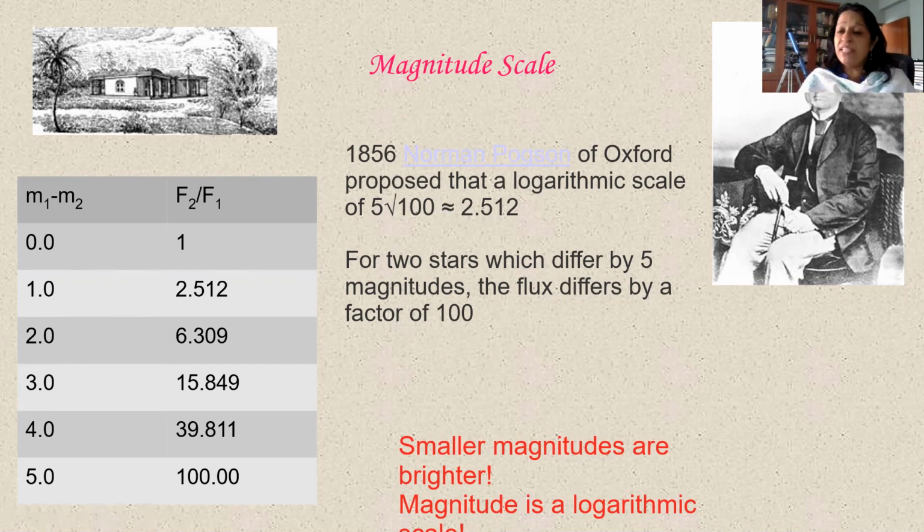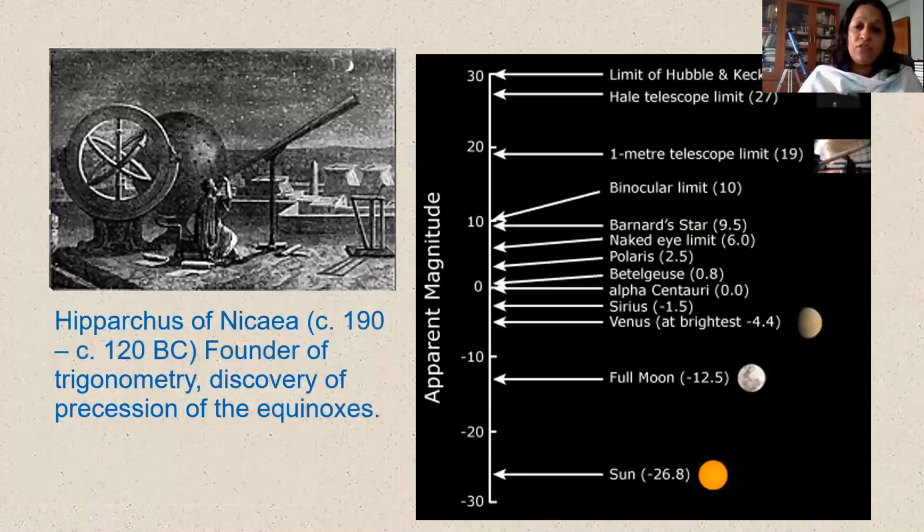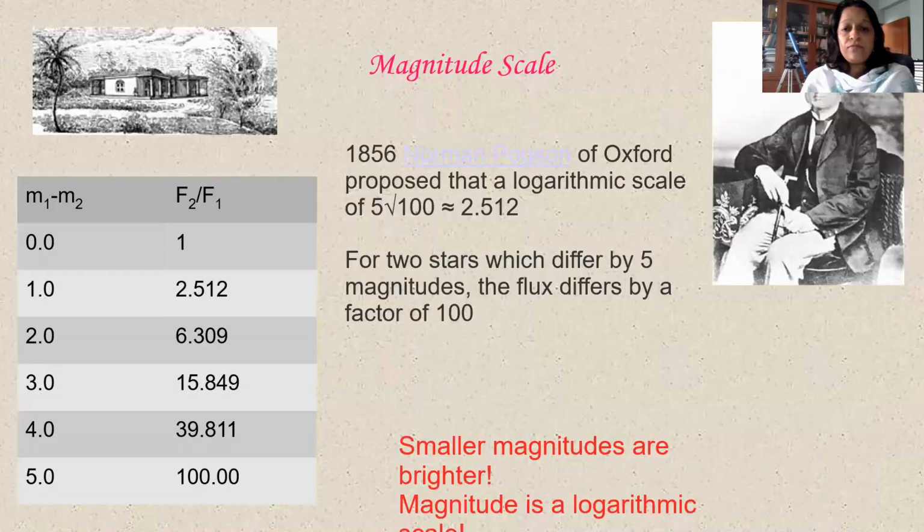Logarithmic scales are very interesting because they apply to a lot of natural phenomena other than this, the behavior of an eye and other quantities, for example. So we need to know two things: number one, that the magnitude scale is a logarithmic scale, and number two, that smaller magnitudes are actually brighter, right? Like I said, the magnitude for the sun, we come to this picture, you can see minus 26.8 is a very bright object, while an object which has a magnitude of 20 is a faint object, which can only be observed with a 1-meter telescope or even larger.